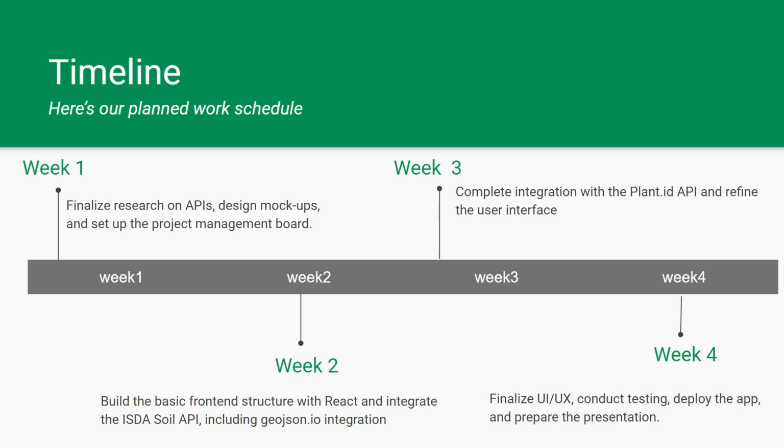The timeline or work schedule for the project, which comprises 4 weeks, is to finalize research on API, design mockups, and set up the project management board on Trello in week 1. In week 2 is to build the basic front-end structure with React and integrate the Soil API, including the GeoJSON integration, for the user to be able to pick their location based on a drop down.